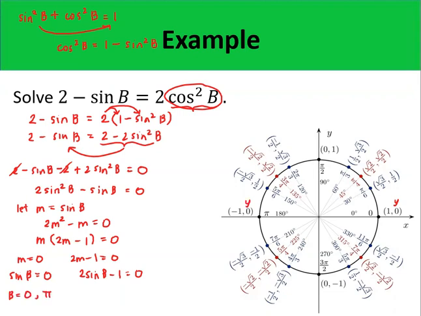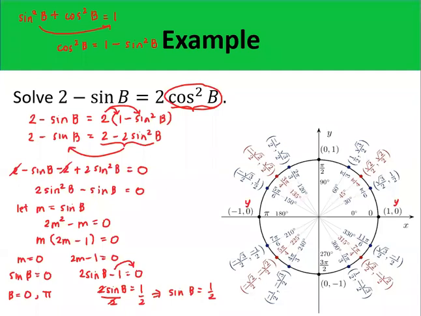Now for the other equation, let's solve for sine of b. We transpose negative 1 to the other side. So we get 2 sine b is equal to positive 1. And then we divide both sides by 2. So this gives us sine b is equal to 1 half.